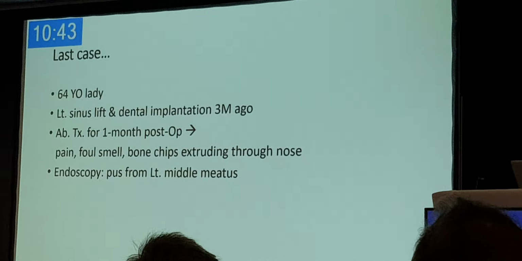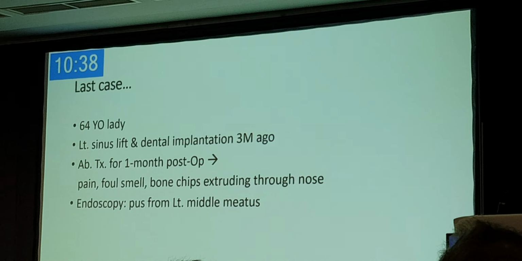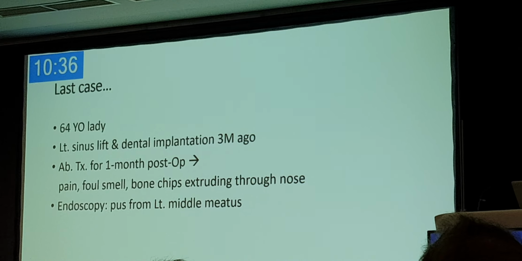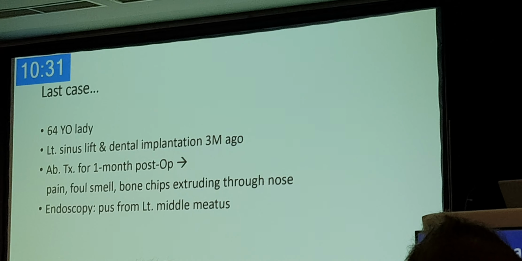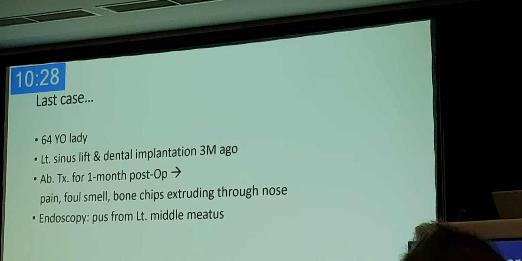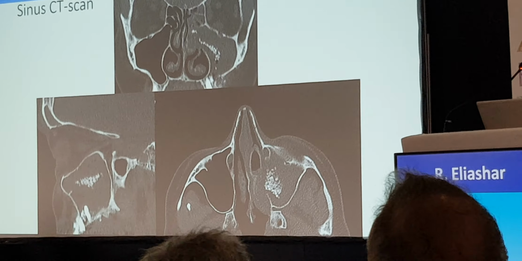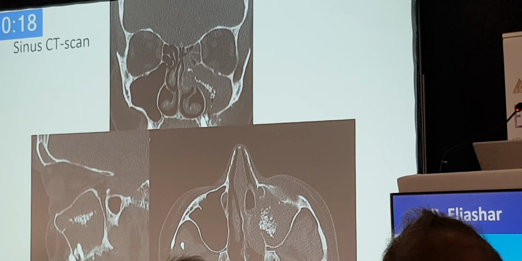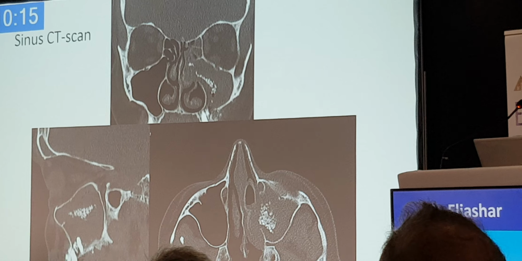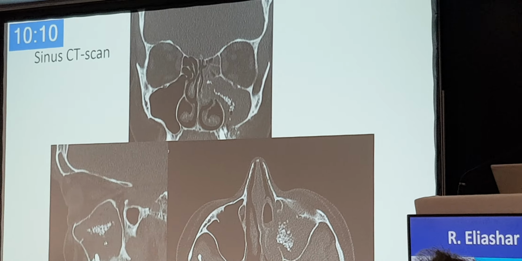This last case, a 64-year-old lady, underwent left sinus lift and dental implantation 3 months ago. She was treated with antibiotics for 1 month post-op. She still suffers from pain, foul smell, and a bone chip is protruding through the nose, that she just filmed and showed to me. On endoscopy, there was pus coming from the left middle meatus. This is the CT scan, a typical CT scan of a dentist who ruptured the membrane and just inserted all the bone inside the maxillary sinus, and it always causes an infection. You can also see that his technique was not very good.